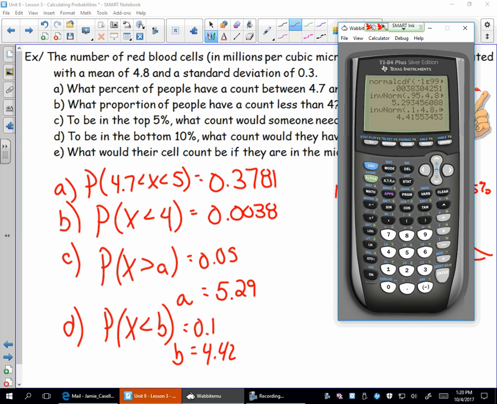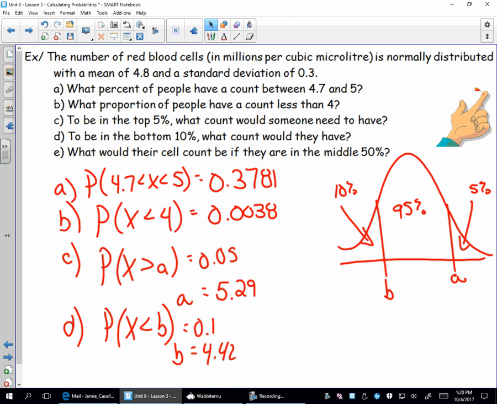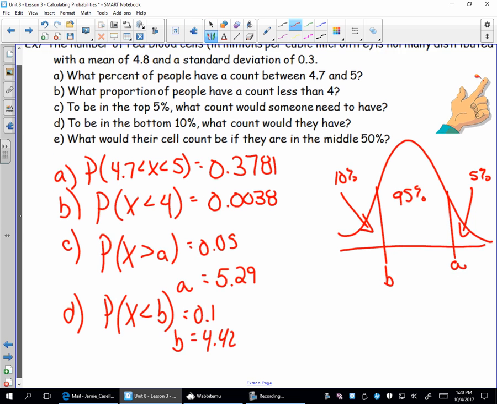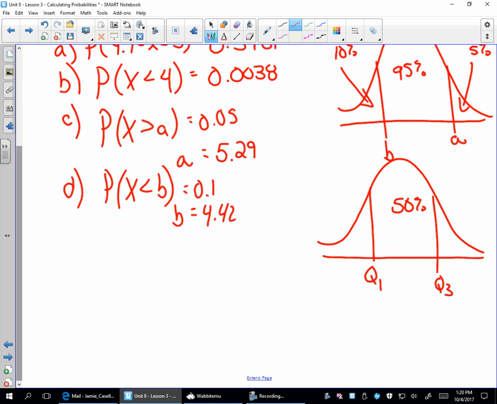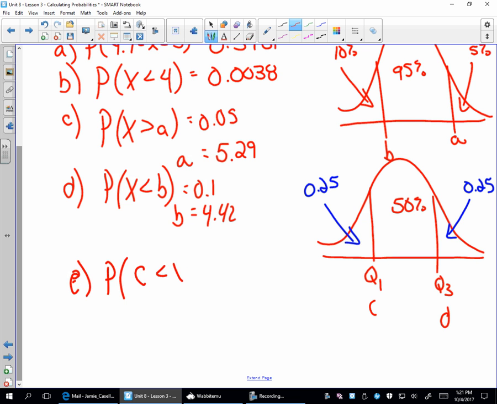And the last question. What would their cell count be if they're in the middle 50%? Here's the thinking question for you. The middle 50%, what does that look like? Well, that's from here to here. I want 50% of my data to be here. In other words, I want my interquartile range from Q1 to Q3. Okay, if we call these the letters C and D, how much data is below C? Well, there's 25%. Which data above D is also 25%, right? It's equal. So if I'm thinking about C, I'm really thinking about what's the likelihood I'm going to be between C and D.